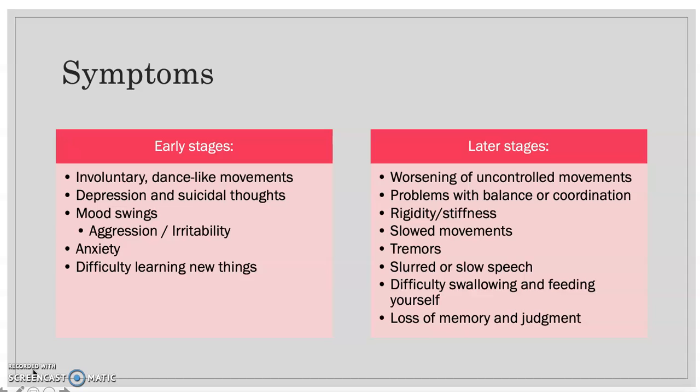The symptoms in the later stages include worsening of uncontrolled movements, problems with balance or coordination, rigidity or stiffness, slowed movements, tremors, slurred or slowed speech, difficulty swallowing and feeding yourself, loss of memory and judgment. How early the stages begin and how severe the symptoms are differ among patients with Huntington's. These differences have been linked to variations in genetic mutation causing the disease.